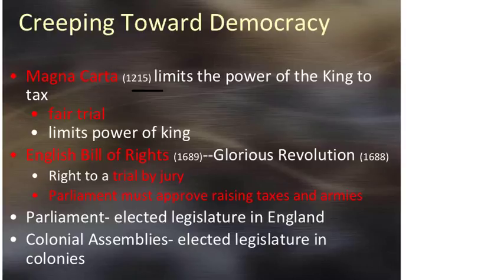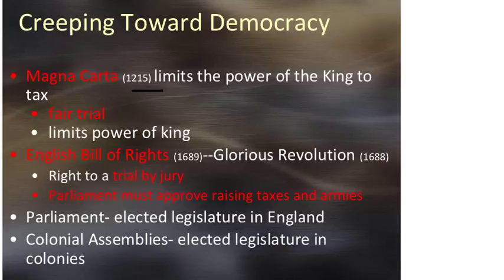That continues over the next 400 years. We get to the Glorious Revolution in the 1680s, and the king has really started to overstep his power, and so Parliament actually removes the king from power and invites two other royals from the Netherlands, William and Mary, and says, hey, come, not to the colonies, but come rule us as king. But if you're going to do that, you have to accept this English Bill of Rights, which includes the right to a trial by jury, and takes that limit to the power of the king to tax that's in Magna Carta to the next step, saying Parliament now, because Parliament didn't exist back in 1215, must approve raising taxes and raising armies.